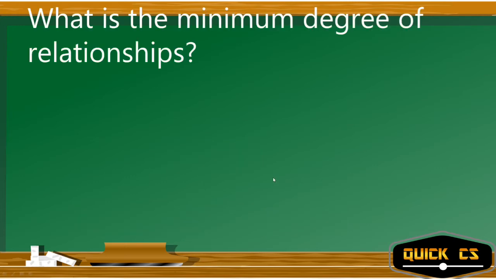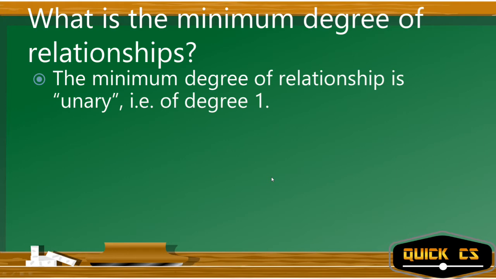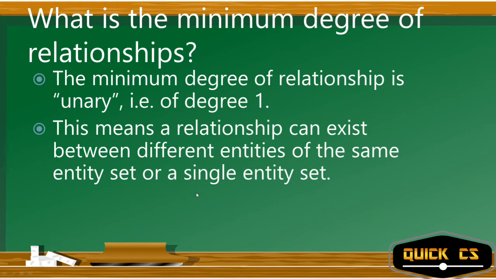Now what is the minimum degree of relationship? This is a very important question. What is the minimum degree of relationship? Well, the minimum degree is unary. What do you mean by unary? Well, of degree 1. Now how can an entity have relationship with itself? Well, it is not entity that is having relationship with itself. It is the entity type. Okay. So one entity type can have multiple entities in it. Okay. So let's look at an example.